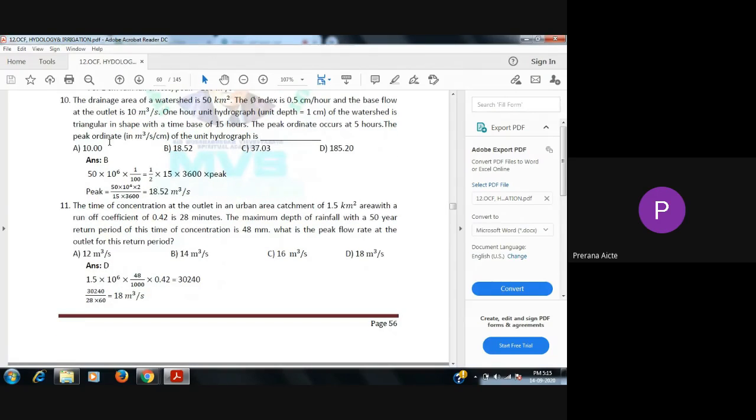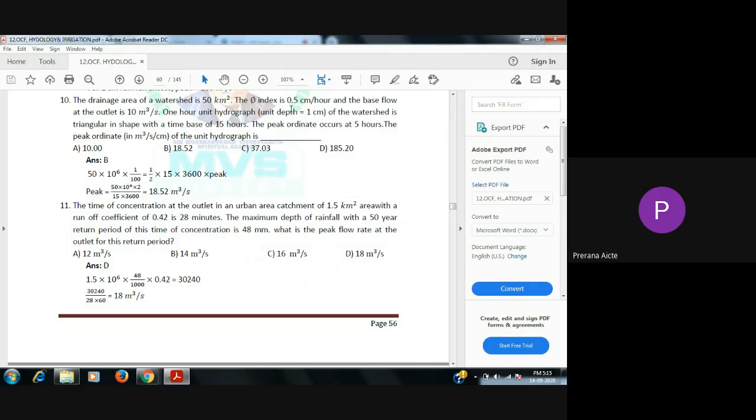So we see the drainage area of the watershed is 50 square kilometer. The phi index is 0.5 centimeter per hour and the base flow at the outlet is 10 meter per second. 1 hour unit hydrograph means unit depth is 1 centimeter. The watershed is triangular in shape with a time base of 15 hours. The peak coordinate occurs at 5 hours. The peak coordinate of the unit hydrograph is.